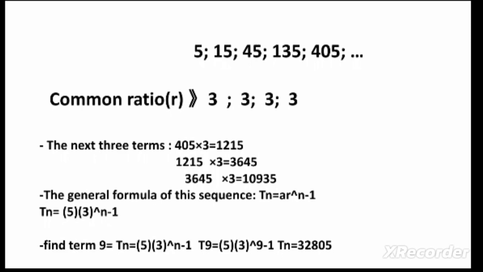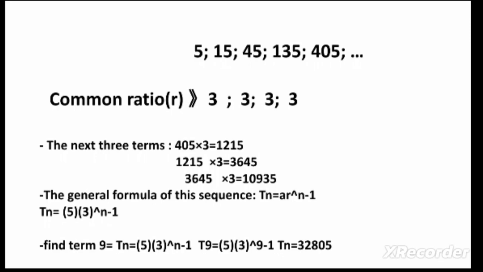Now the general formula specifically for this sequence that we're given, you take the general formula that I've given you, Tn = a·r^(n-1). And then you substitute specifically for this sequence. Tn equals 5, put it in brackets or put a multiply sign after 5, and then 3 in brackets, exponent n minus 1. And then that is our general formula for this specific sequence.